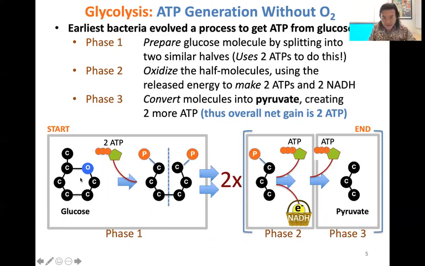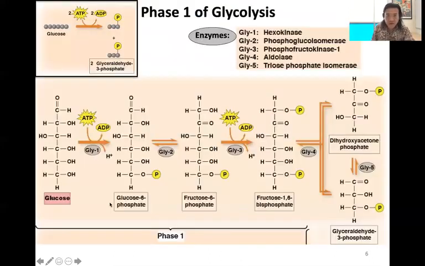All right. So let's get away from this very simple cartoon and let's go ahead and actually see what's going on. So let's start with phase 1 with the glucose coming in. And you're like, oh my God, you liked that simpler cartoon better, right? Yeah, I know. But let's learn about this, okay?